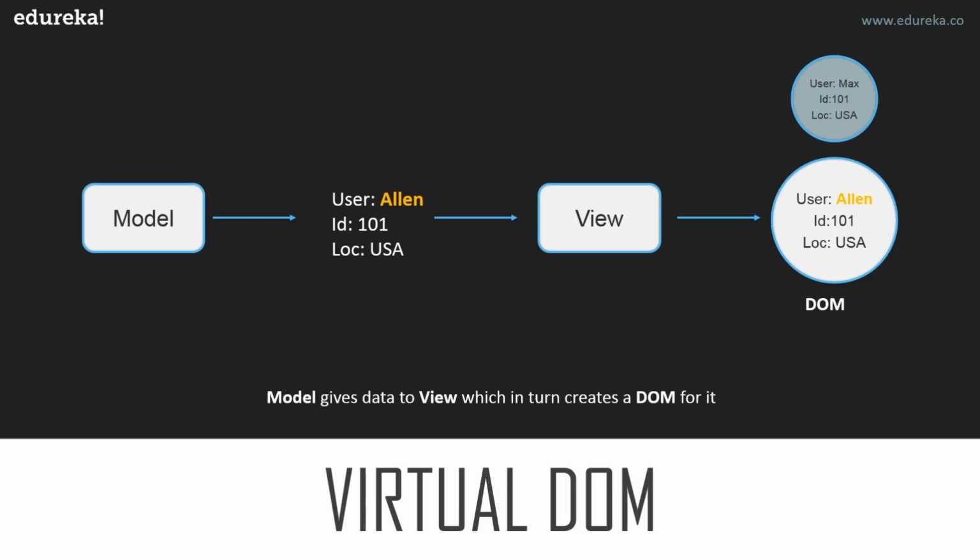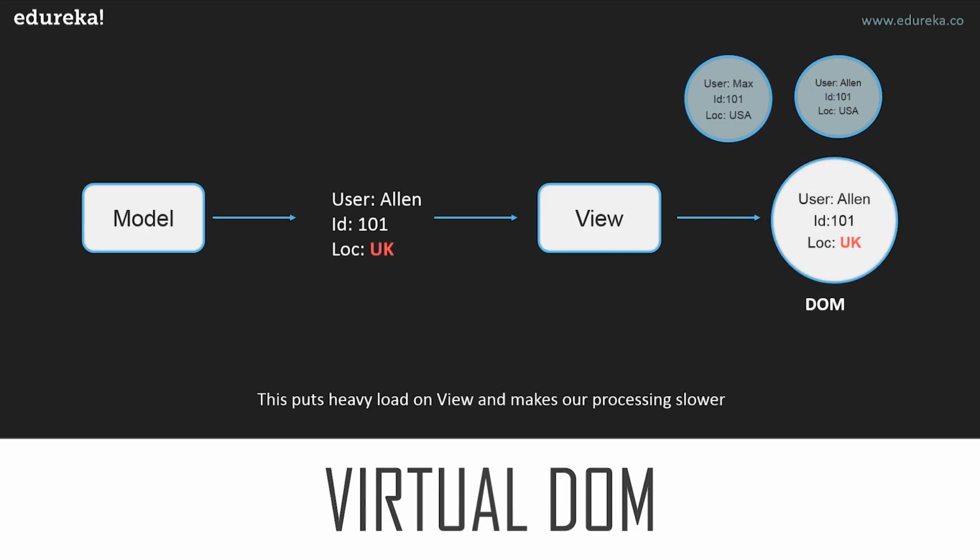So as I talked about that, what is a virtual DOM, right? So virtual DOM only gives updates to the real DOM. It only gives the update so that the complete page or the complete HTML or CSS does not get loaded again and again on the screen. So now here see, if location is changed, okay, if I talk about the previous location was US, it was compared, and then you can see in the real DOM, the location is changed to UK. Because virtual DOM has not put heavy load on the view and makes our processing also very much faster.